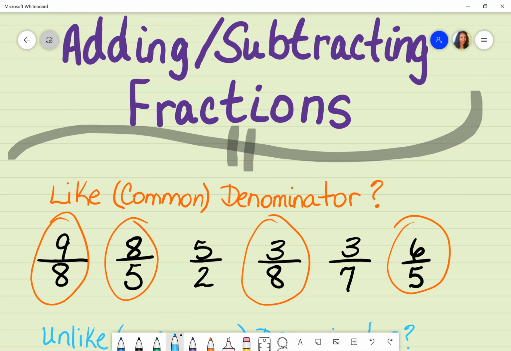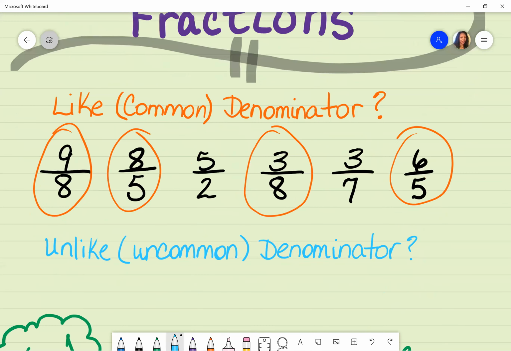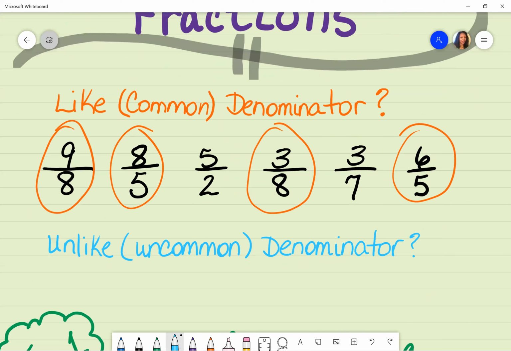Okay, good job. All right, so by default then, which of the fractions have unlike or uncommon denominators? 5 over 2 and 3 over 7. And why? Because they have nothing in common. What do you mean they have nothing in common? Their denominators, they don't have the same ones. All right, so which one is the denominator again? The denominator is always the bottom one. The bottom number? Mm-hmm. Okay, so they're not alike, gotcha.